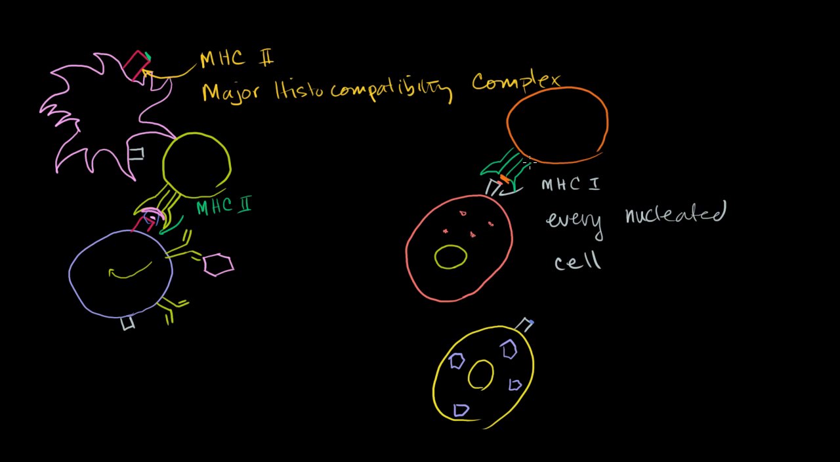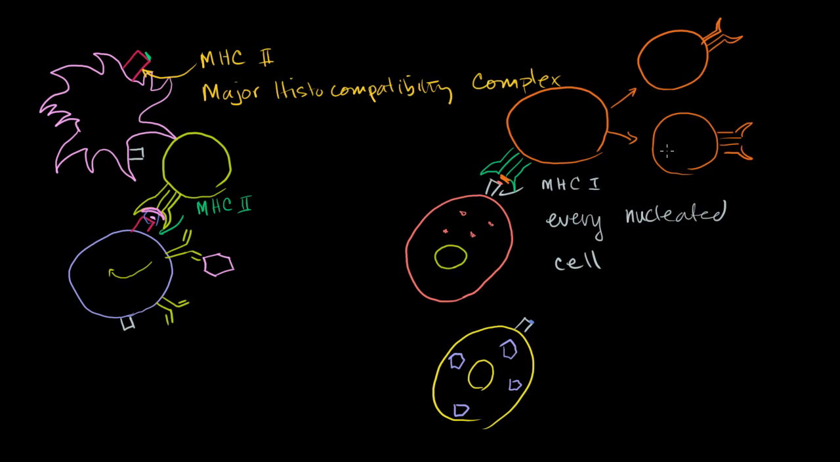But anyway, once a cytotoxic T cell finds one of these guys on an MHC1, remember every nucleated cell in the body has an MHC1, then it gets activated. So let's say this guy says, hey, that looks shady, you need to die. So this guy gets activated, and just like all other activated cells, he starts to divide and divide and divide and differentiate. He differentiates into memory cells, just in case this type of cancer shows up again, and also into effector T cells, which are the ones that do the killing.